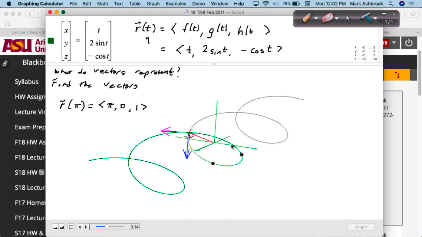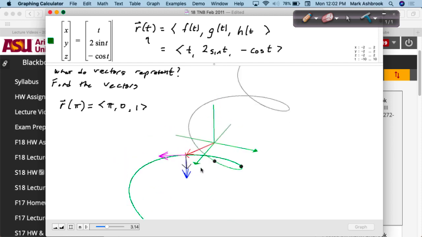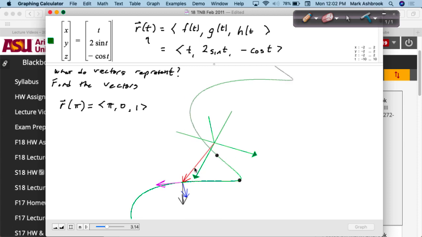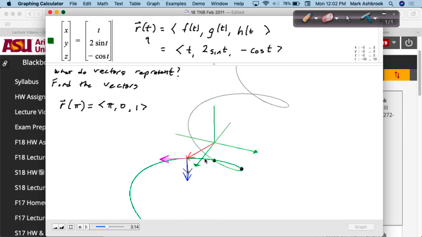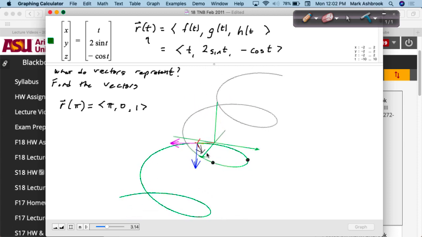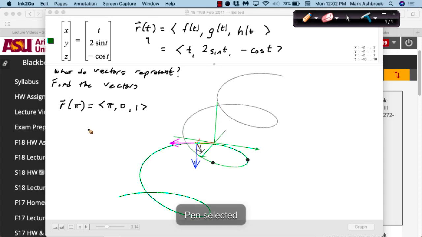We can just say, this is what it is. Yeah, John. Where's that? The blue one, yeah. Straight down. And what's its magnitude? The magnitude's 1, and it's going straight down. So what vector would that be? It's the unit normal. So it's going to be the unit normal at pi.